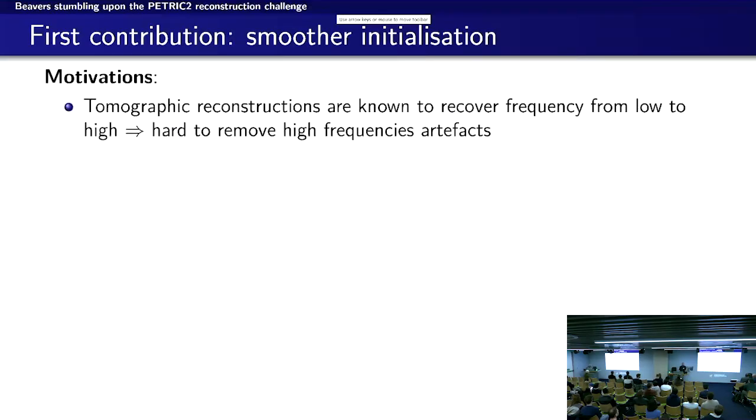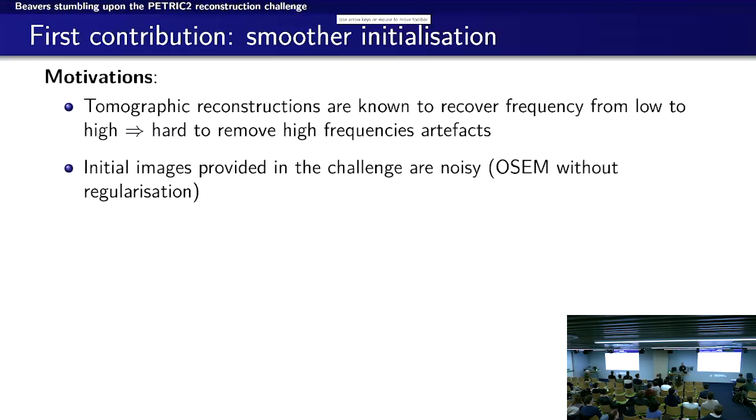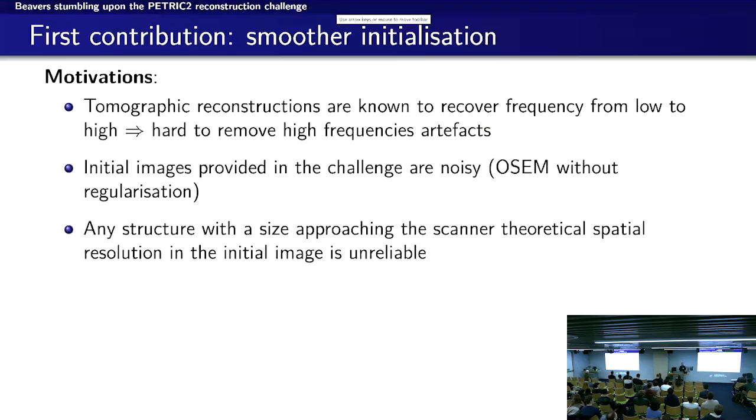Our motivation: we know that in terms of graph path reconstruction, and CT also, when we do reconstruction, we first recover low frequency structure, and then we slowly go to the higher frequency structure. And we also know that it is hard to remove high frequency structure from the image. We also observed that the initial image provided by the challenge was kind of noisy and with pretty big artifacts. And we also estimated that any structure with a frequency near enough to the theoretical spatial resolution of a given scanner made no sense for a starting point.